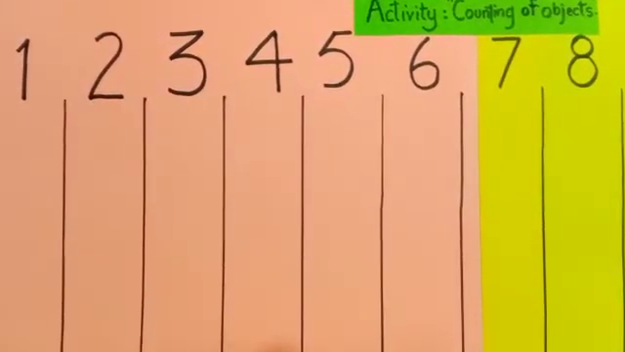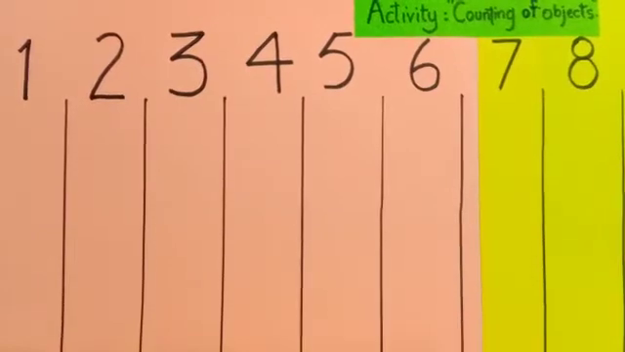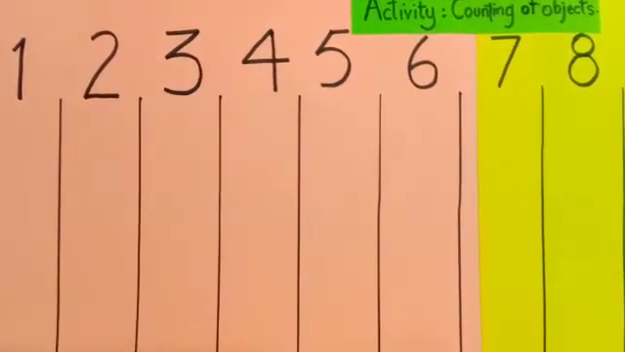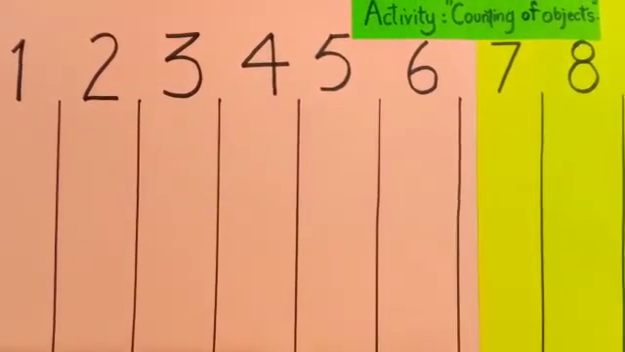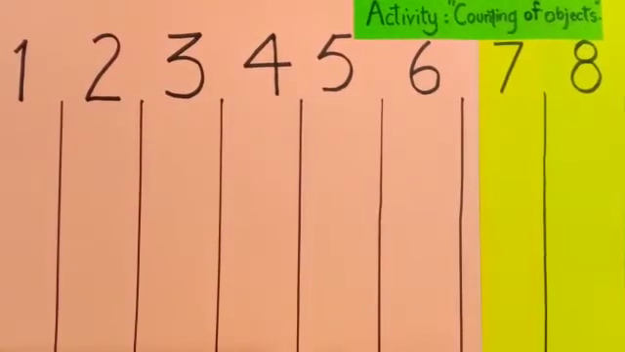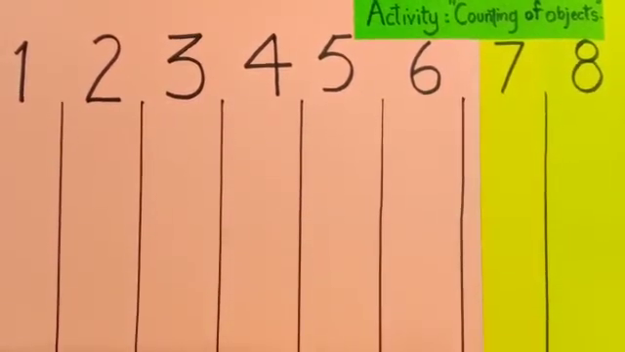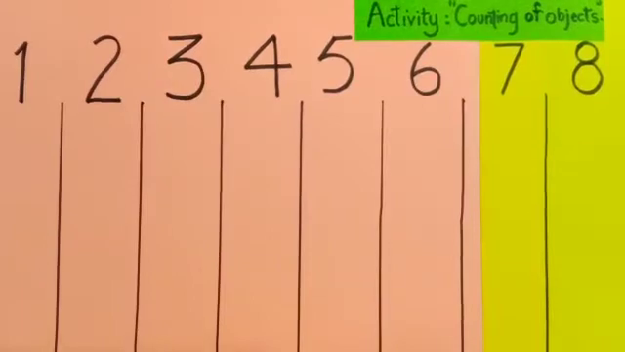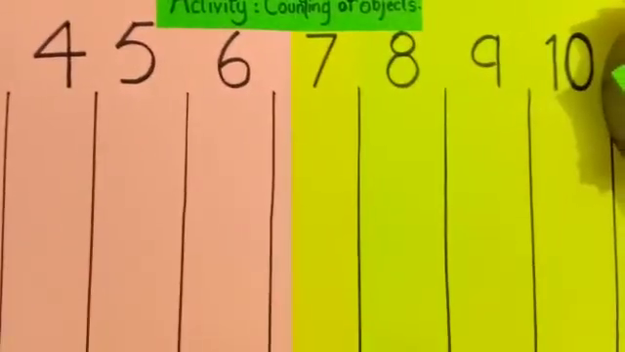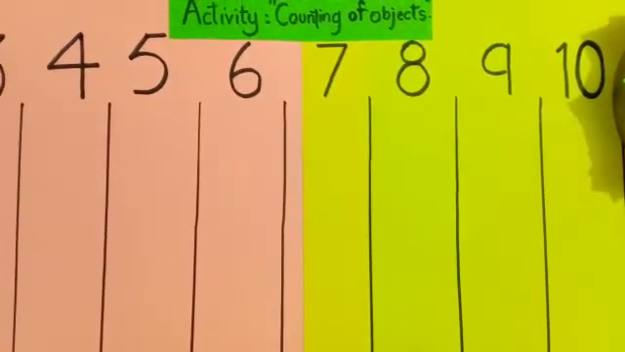Now kids, you can see here the columns and counting. I have written the numbers at top starting from 1 to 10.